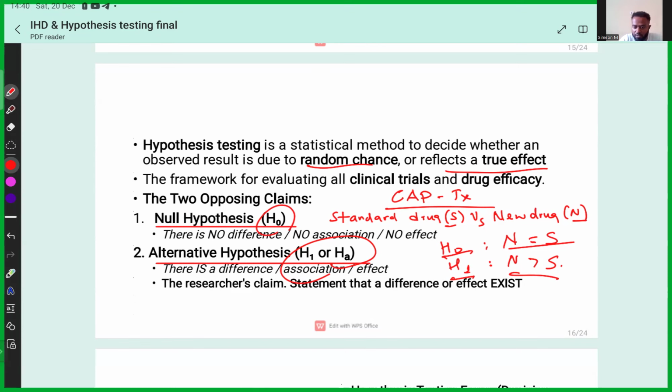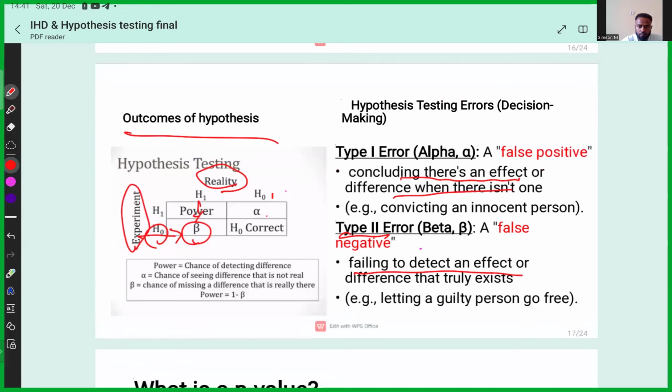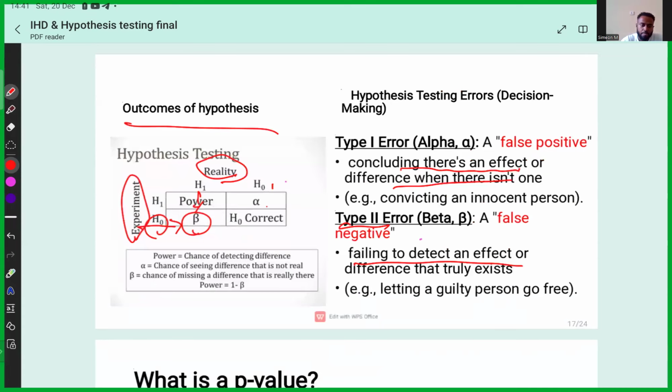So let's simplify this with an example. Let's say we are comparing two drugs used to treat community acquired pneumonia: the standard drug denoted by S and the new drug denoted by N. The null hypothesis says that N is equal to S, which means the new drug is similar in efficacy compared to the standard drug. That means there is no difference. H1, the alternative hypothesis, states that the new drug is better or more efficacious than the standard drug. So the statement the researchers claim, that says a difference exists, is the alternative hypothesis. Our goal is to reject the null hypothesis.